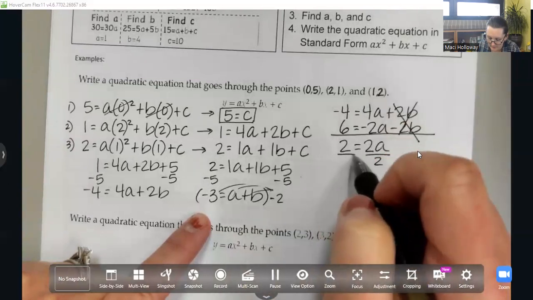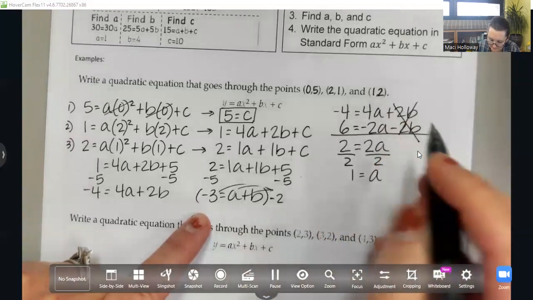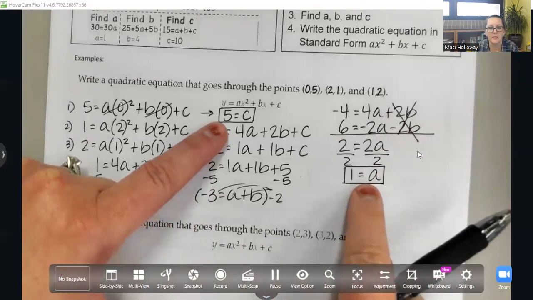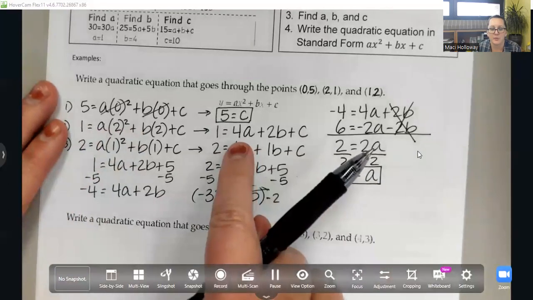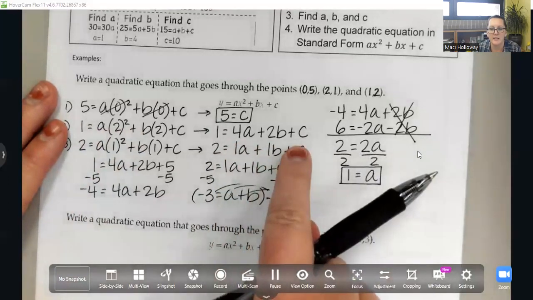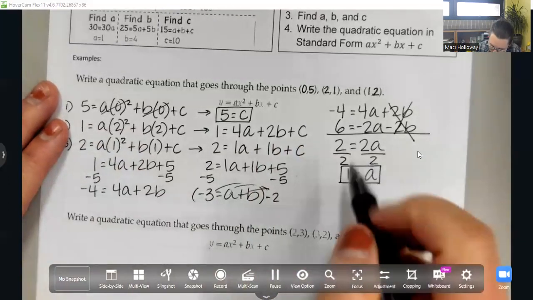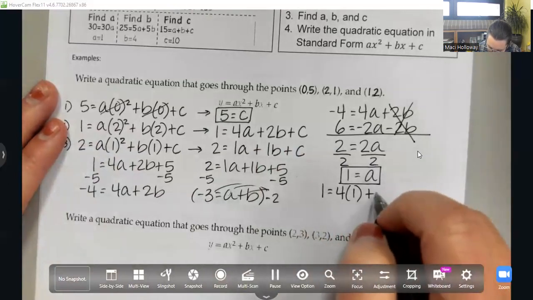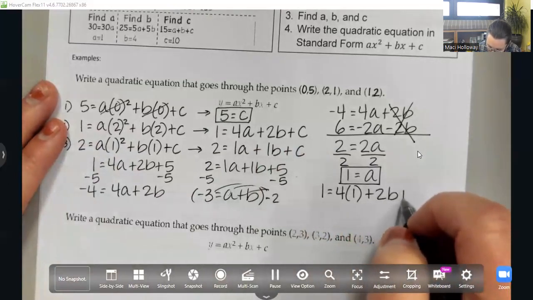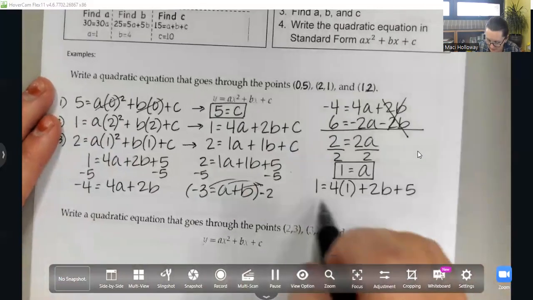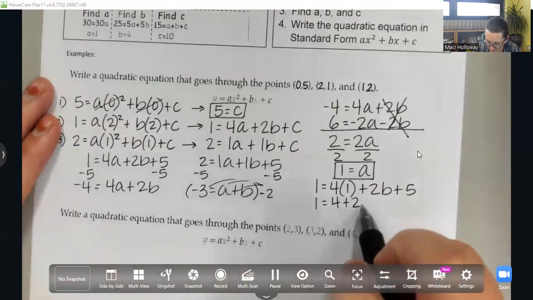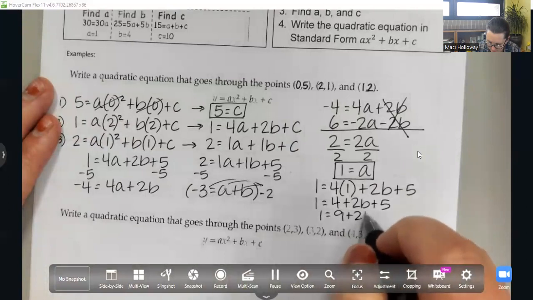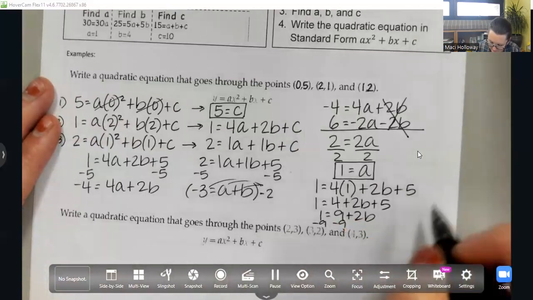All right, this is good. So a equals 1. Now that a equals 1 and 5 equals c, I can go back to one of my original equations, maybe this one, plug a and c in and solve for b. So let's do that. We have 1 equals 4 times a, which is 1, plus 2 times b plus 5, which was c. So I have 1 equals 4 plus 2b plus 5, that's 9. 1 equals 9 plus 2b. Subtract 9. Oh, I'm running out of room.